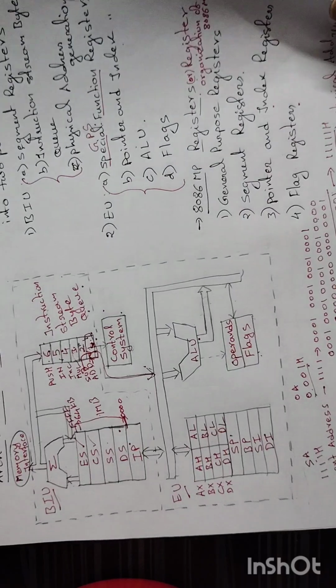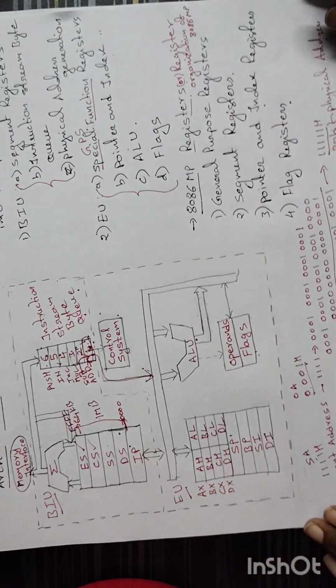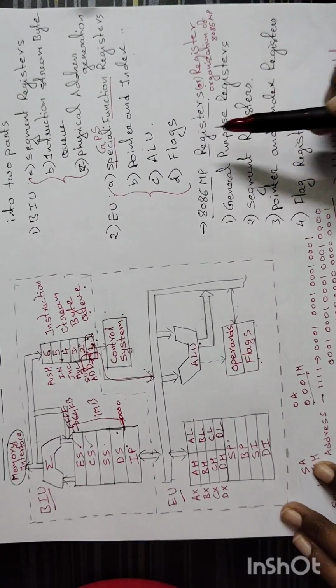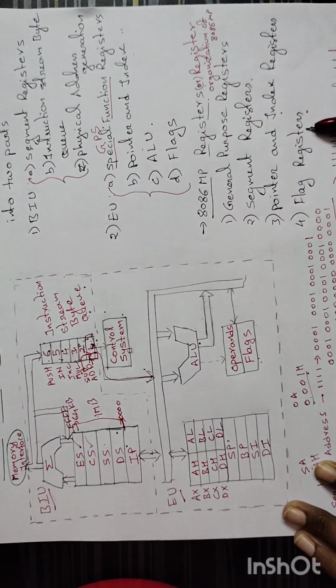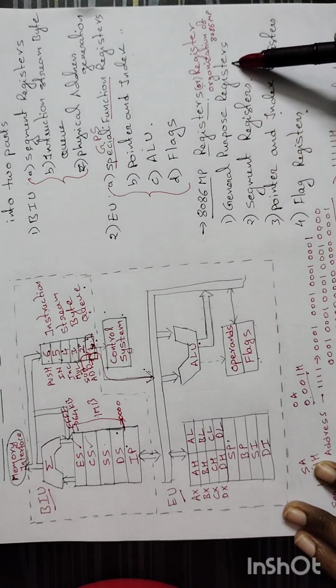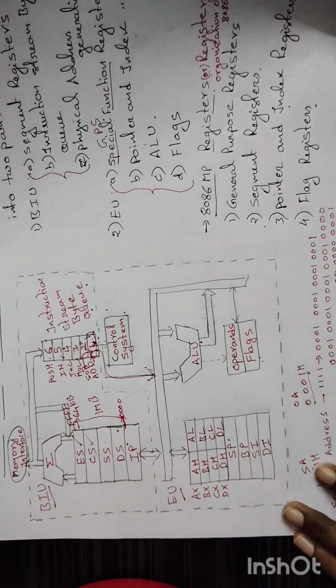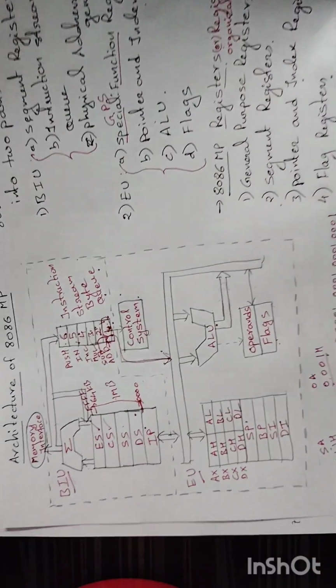Now let us see the next one, the registers. We have already seen the different registers. In these different types of registers, the first one is the general purpose registers, and the second one is the segment registers. We have to see the registers one by one.